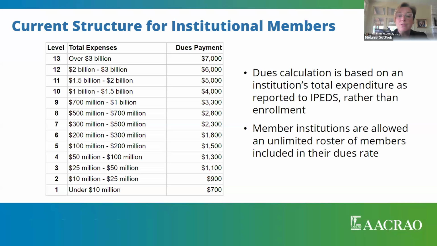Also, member institutions would be allowed an unlimited number of roster members included in their dues rate. Previously, if a member institution wanted to add an additional member, there was a charge of $302 for each individual member added to the roster. And there were many member institutions who took advantage of that. Separate department school memberships, which also happened at a number of institutions, were no longer necessary, ultimately saving an institution overall money in an open roster structure.